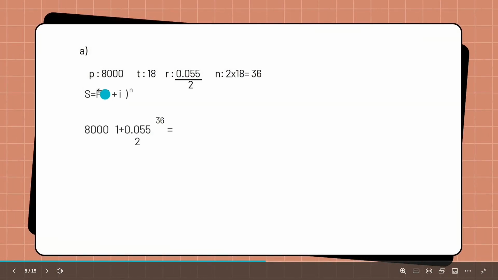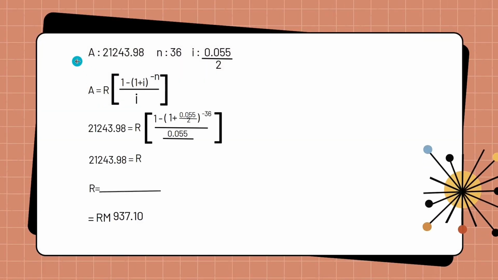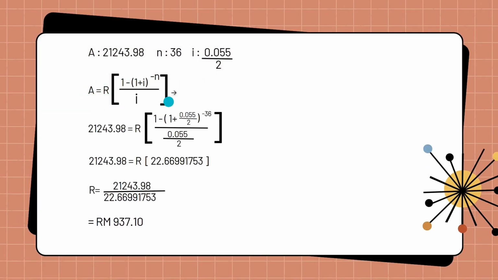First of all, we need to find the accumulated amount for the investment. After writing down the information given based on the story, we will use the compound interest formula, which is S equal to P(1 plus i) to the power of n, and then substitute the information given. After calculating the equation, we will get the answer, which is 21,243.98.